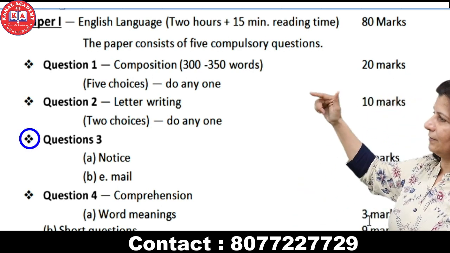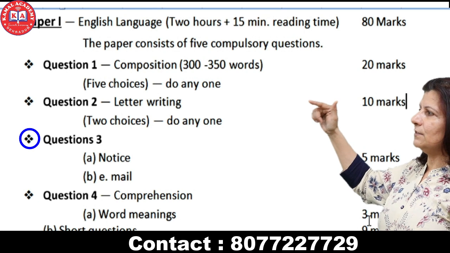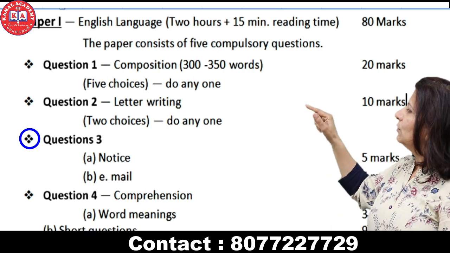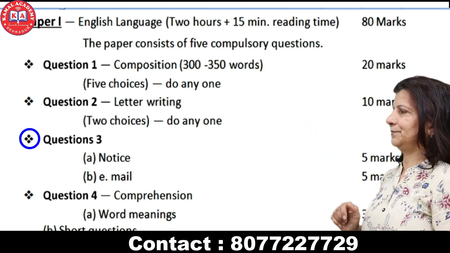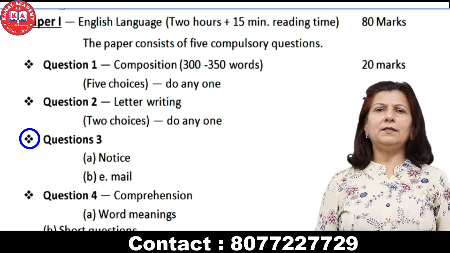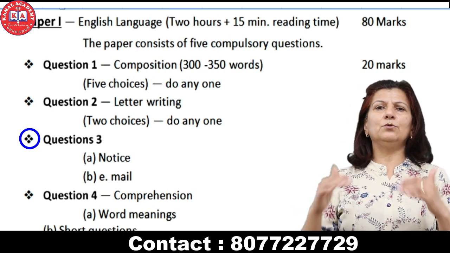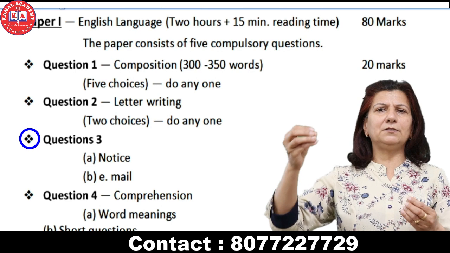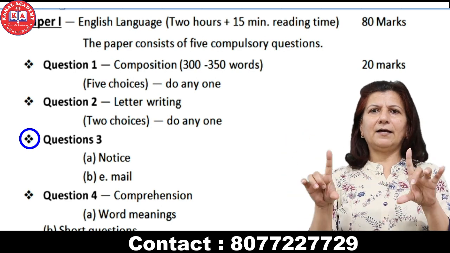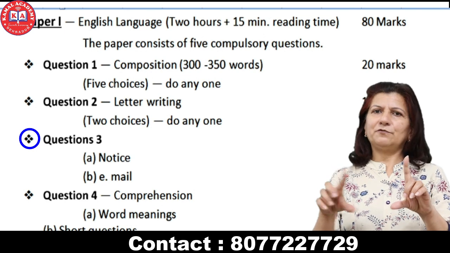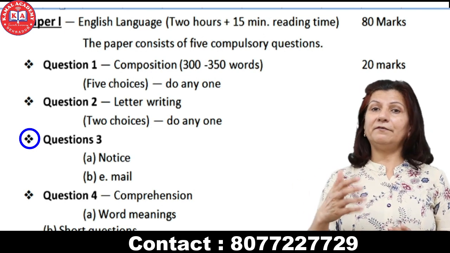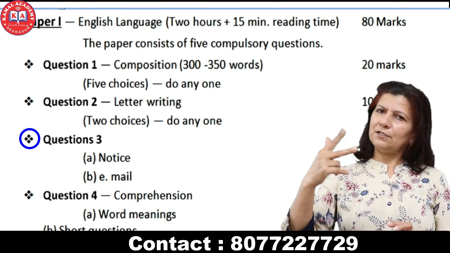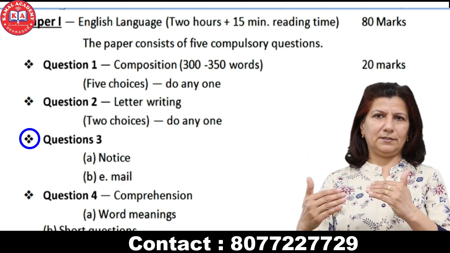Question number 3. Again you have 2 questions, but both are compulsory. You have to attempt both: notice and email. Notice for a school bulletin, school board, normally we give a notice for the school board where you need to give information. This will have a very specific kind of format which will be taught to you. Email, we all are very familiar with the email. We will learn some more things about email later, and these two questions are compulsory. There is no choice in between over here.